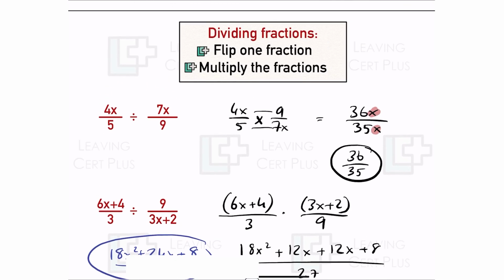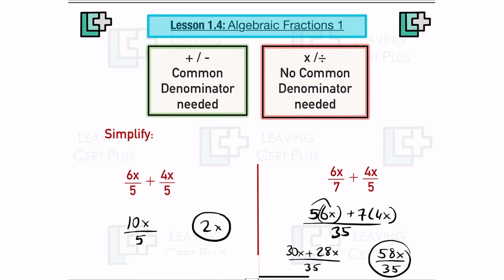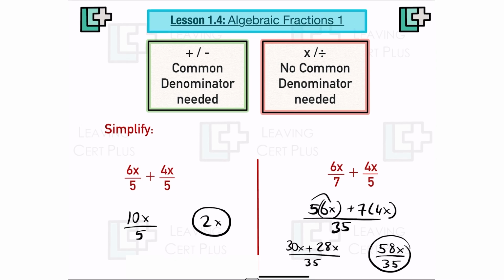Okay, so that's all for that lesson, and it's just the basic functions of how to interact with fractions. Remember, if you're adding or taking away, you need a common denominator. If you're multiplying or dividing, just always treat it like a multiplication, so top by top and bottom by bottom. If you have division, flip one of the fractions and then just multiply top by top and bottom by bottom. That's all for our basic lesson on algebraic fractions, lesson 1.4.